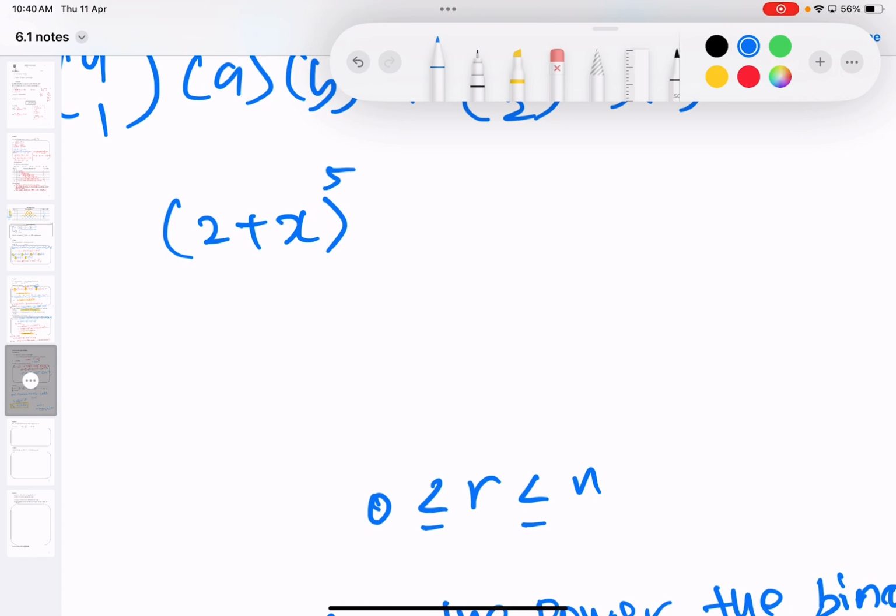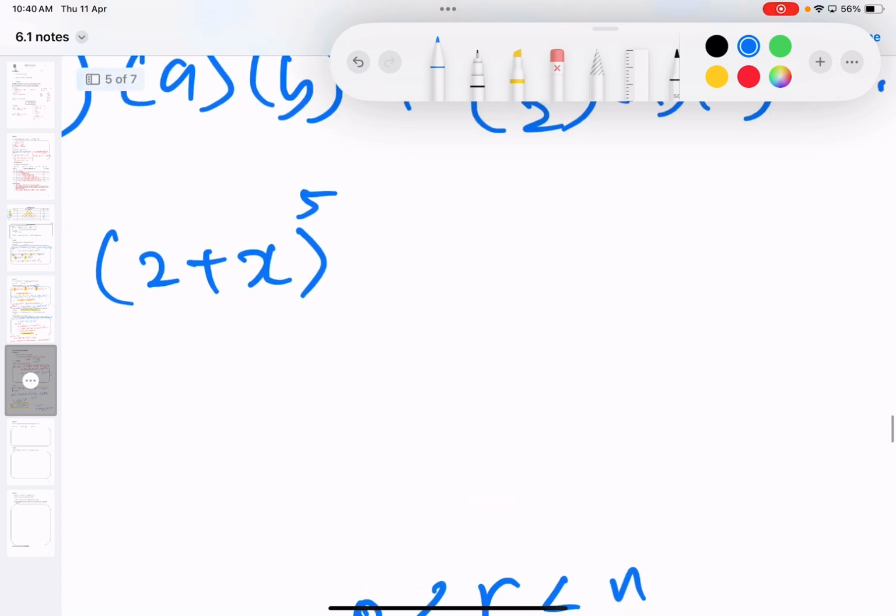Okay, let's say I have this binomial expansion of 2 plus x to the power of 5. And let's make it even more ridiculous. Let's say I have a binomial expansion of 2 plus x to the power of 99. And I want to find the 96th term. So T96. How am I going to do that?